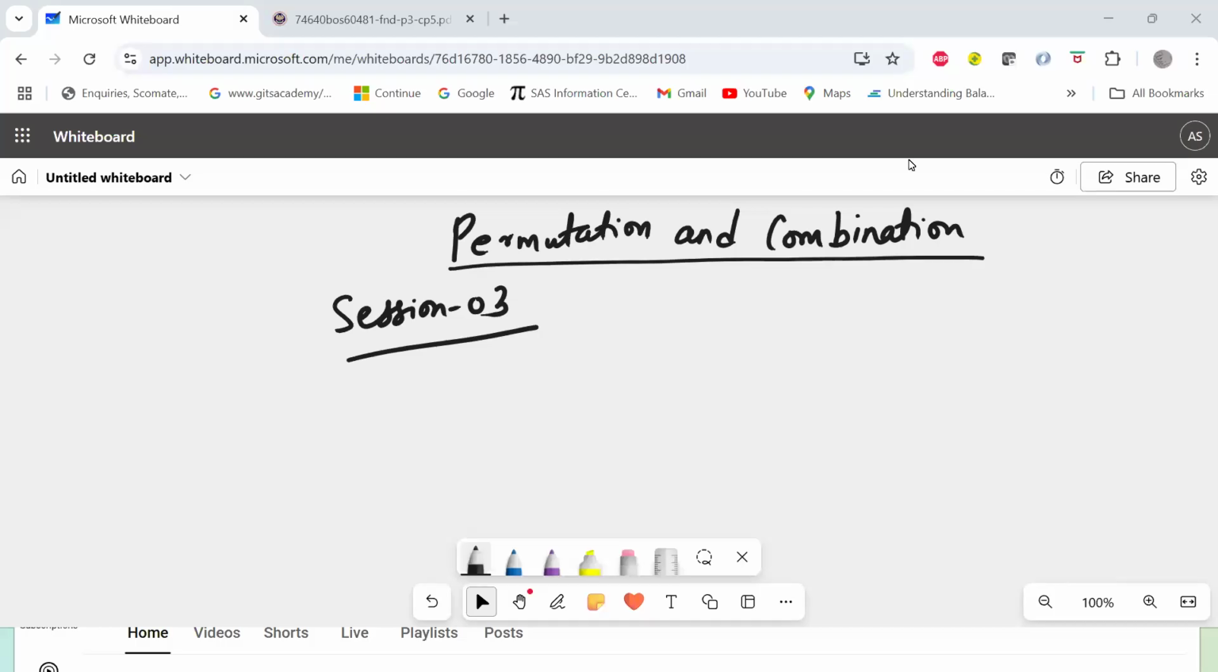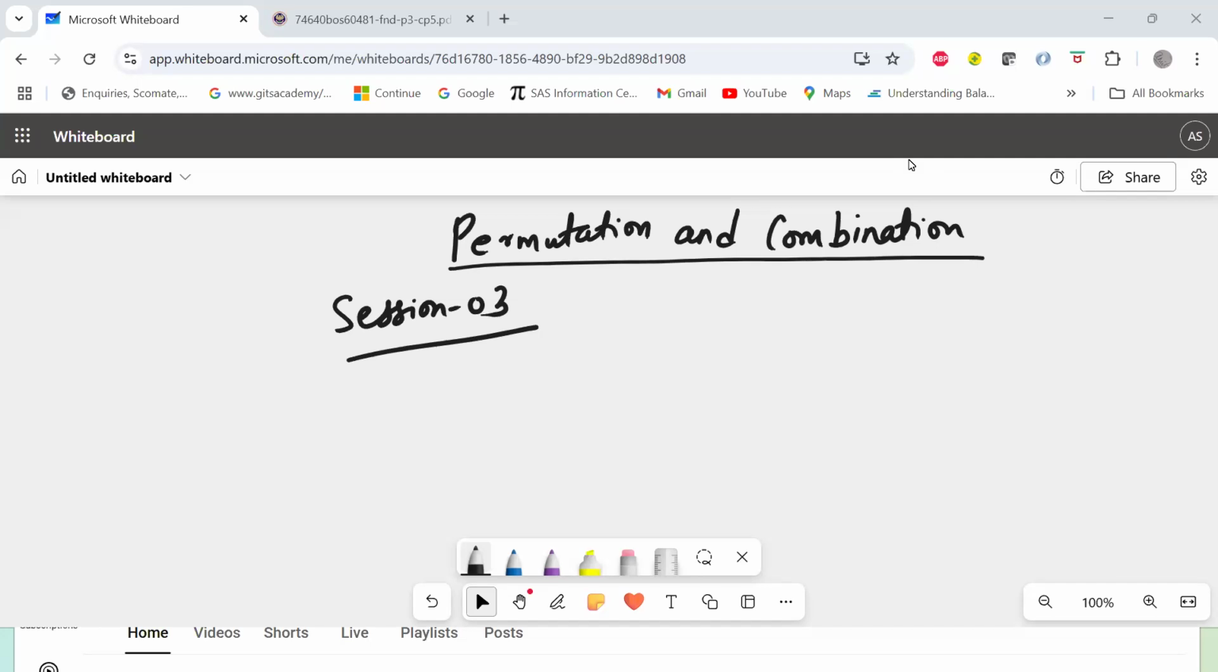Hello everyone, welcome to yet another session on permutation and combination. This topic of permutation and combination I am recording for all the students who are preparing for the CA Foundation exam. And for CA Foundation quantitative aptitude, there's a very important topic called permutation and combination.